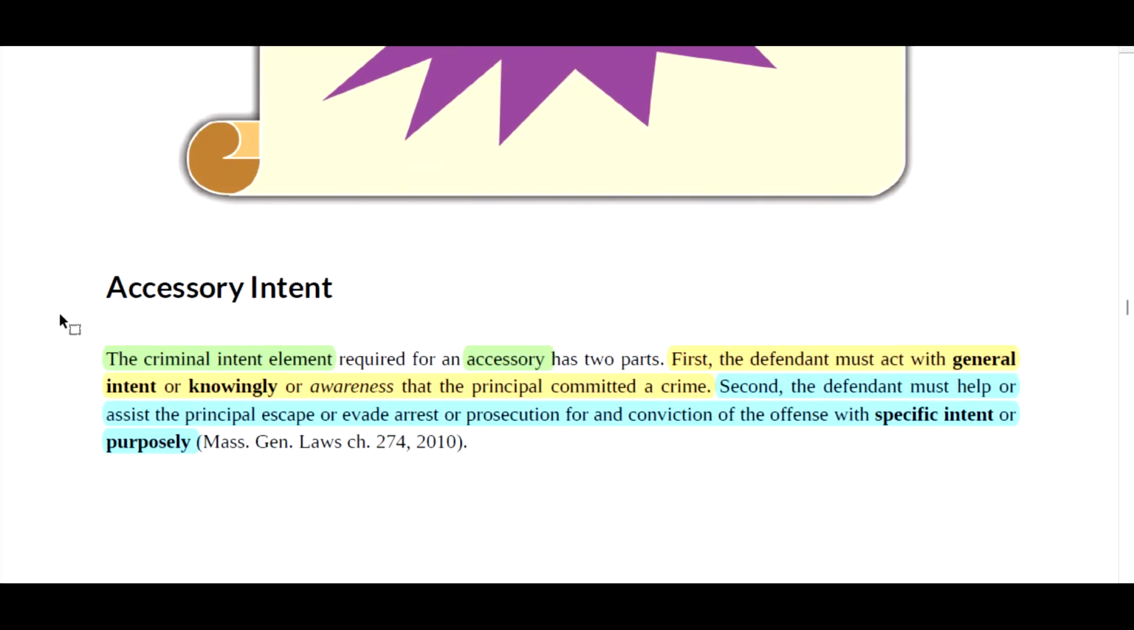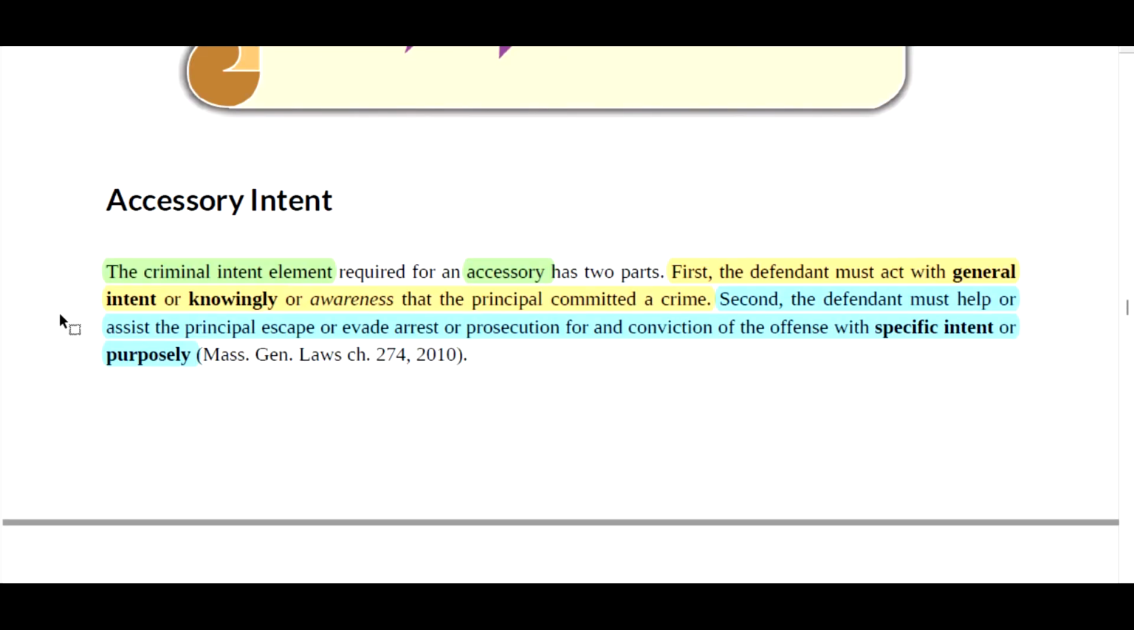Let's talk about accessory intent. So we talked about the act itself. Let's talk about the intent. The criminal intent element required for an accessory has two parts. First, the defendant must act with general intent, or knowingly, or with awareness that the principal committed a crime. So the first thing is they must act with general intent or knowledge or an idea that some crime has been committed.